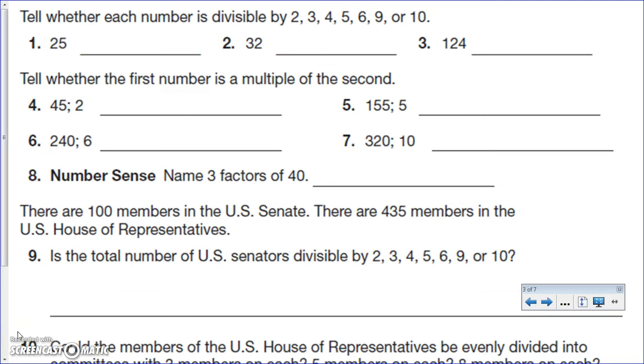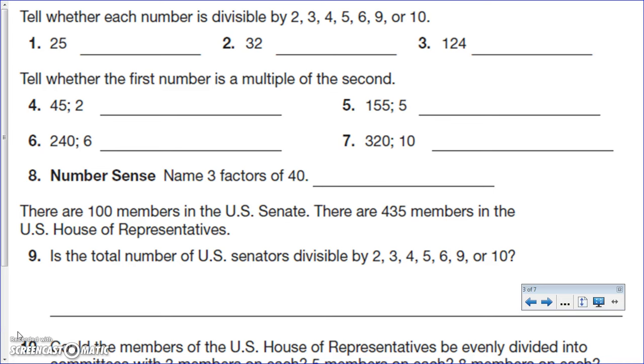Next, we're going to tell whether each number is divisible by 2, 3, 4, 5, 6, 9, or 10. For 25, we know it does not end in an even number. So we know it's not divisible by 2. When we look to see if it's divisible by 3, we add 2 plus 5, which is 7. 7 is not divisible by 3, so neither is 25. For 4, use the last two digits of the number. In this case, we only have two digits, so we know 4 doesn't go into 25.